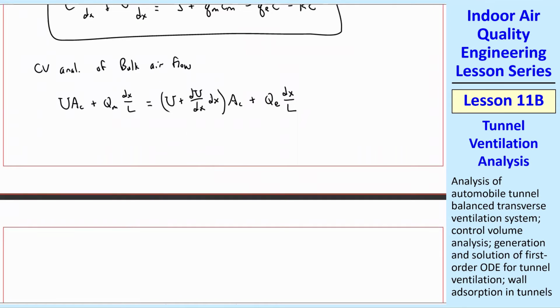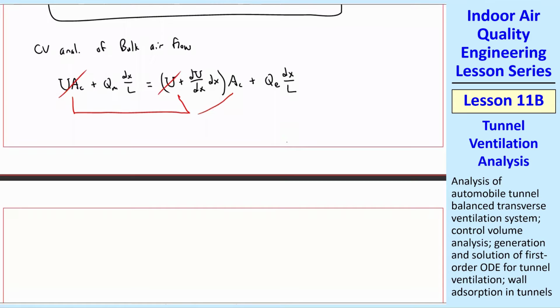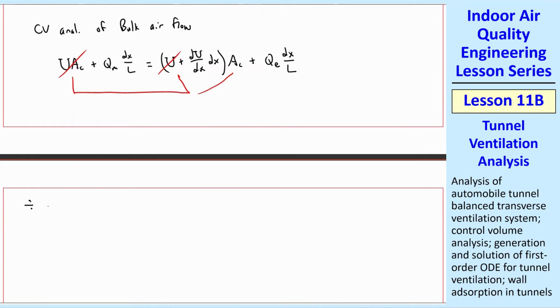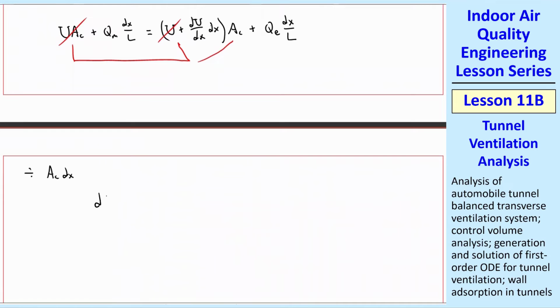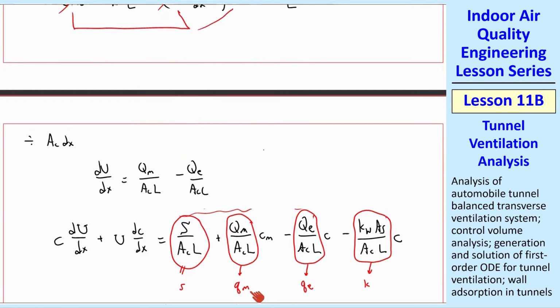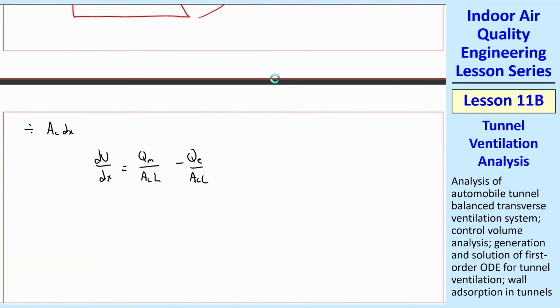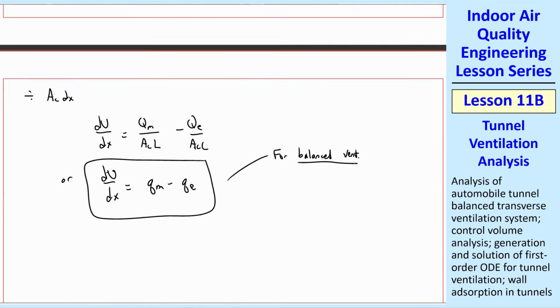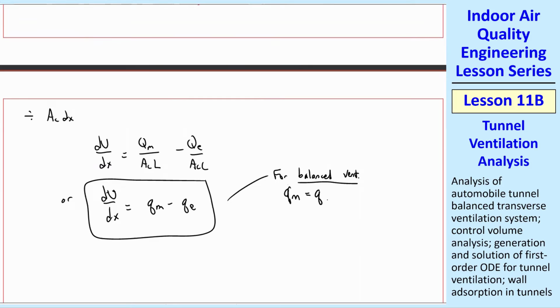And notice that these two terms, UAC and this one, cancel. And then we'll do a little bit more algebra, namely divide by AC dx. And I'll rearrange du dx equal qm over ACL minus QE over ACL. And we recognize these as QM and QE on the right-hand side. So this becomes du dx equal qm minus QE. For balanced ventilation case, qm is equal to QE. Therefore, du dx equals 0, so u equal constant, which we already know.